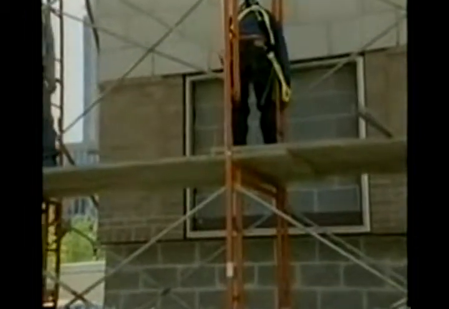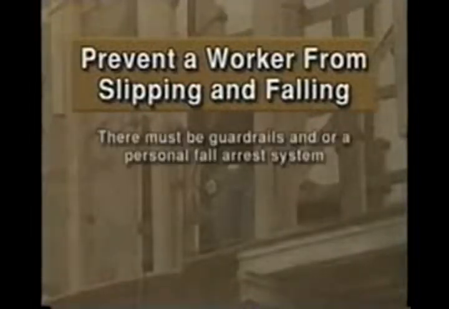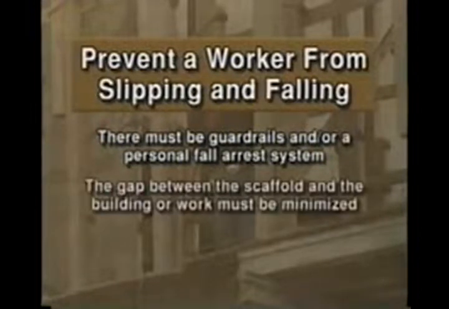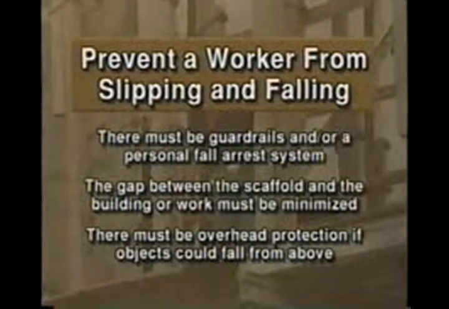The third way to make sure that planks will not slip is to overlap the decking a minimum of 12 inches, or to secure it from movement, and to extend the planks past the end supports by no less than 6 inches and no more than 12 inches. To prevent a worker from slipping and falling, there must be guardrails and/or a personal fall arrest system. The gap between the scaffold and the building or work must be minimized, and there must be overhead protection if objects could fall from above.